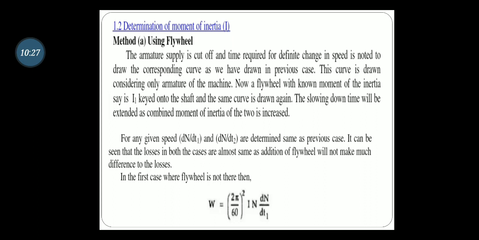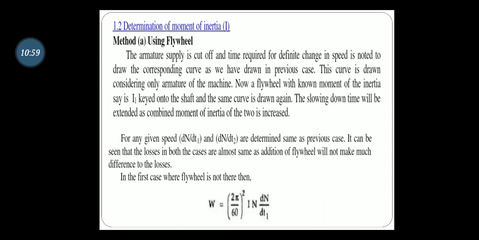Next, determination of the moment of inertia. Here we apply two methods. The method is using a flywheel. What do we mean by a flywheel? A flywheel is a mechanical device specially designed to efficiently store rotational energy. It is a rotating mechanical device, just like a rotor, coupled with the shaft of the armature.